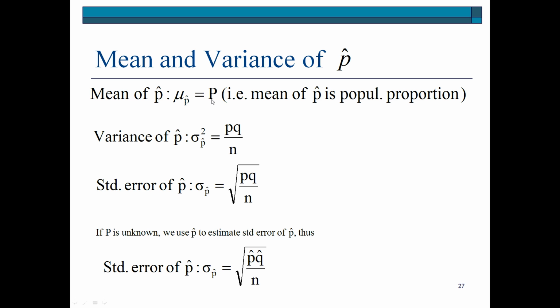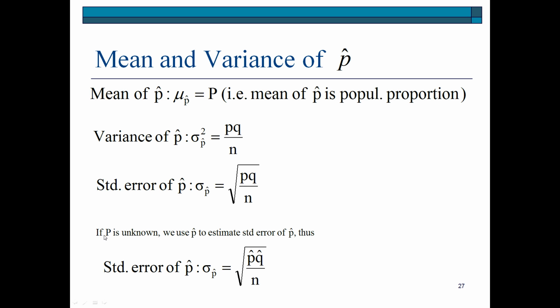The variance of p hat is the ratio of pq and n. Alright, that's pq over n. And the standard error of p hat, which is in essence the standard deviation of p hat, is the square root of pq divided by n.